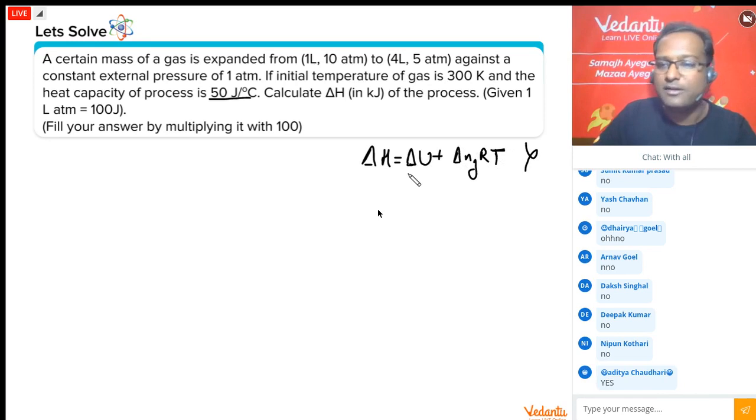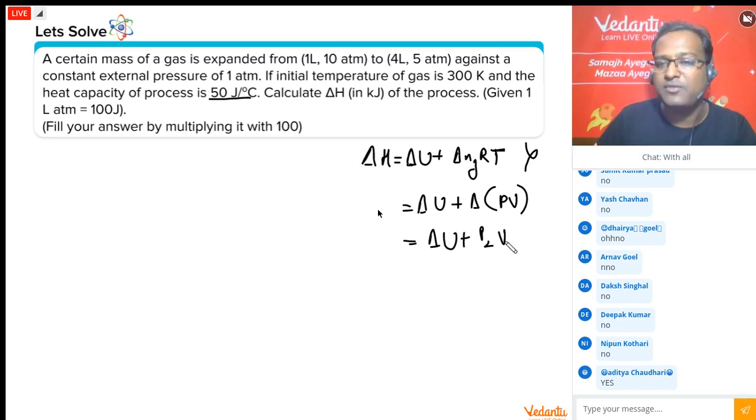This equation is only valid when a reaction is taking place, whether a physical change or a chemical change, a reaction should happen. So this is not valid here at all. So what will you have to do? You will have to use this. And because pressure is also changing, volume is also changing, this will open as P2V2 minus P1V1. So the work became a bit easier.